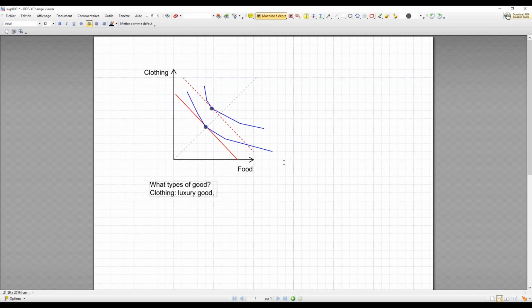So I told you that we would go very quickly over a lot of concepts. I don't expect you to grasp everything right away, but see how from just changes in income, changes in prices, and changes in behavior, we see all types of different goods that we can define.